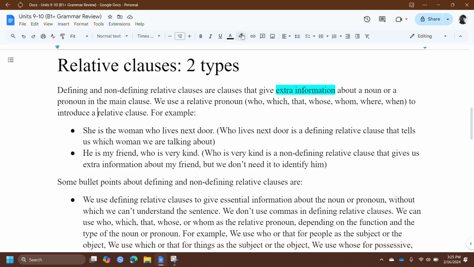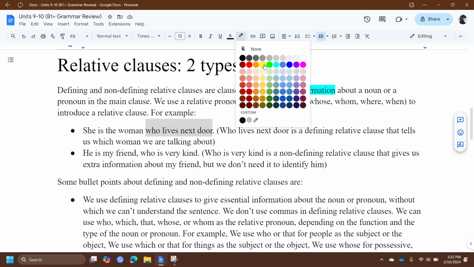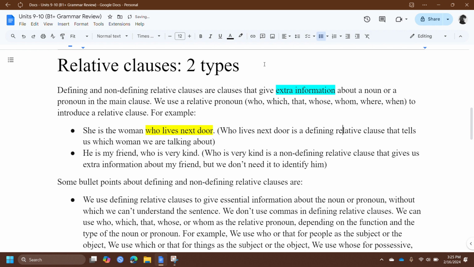Okay, for example, she is the woman who lives next door. So who lives next door? If I just do it in here, I think it's better. Let me highlight it for you. Who lives next door is a defining relative clause that tells us which woman we are talking about. Okay, so this is extra information in a way about this woman, but is it essential? Is it not essential? That's what we're going to talk about in the bullet points category.